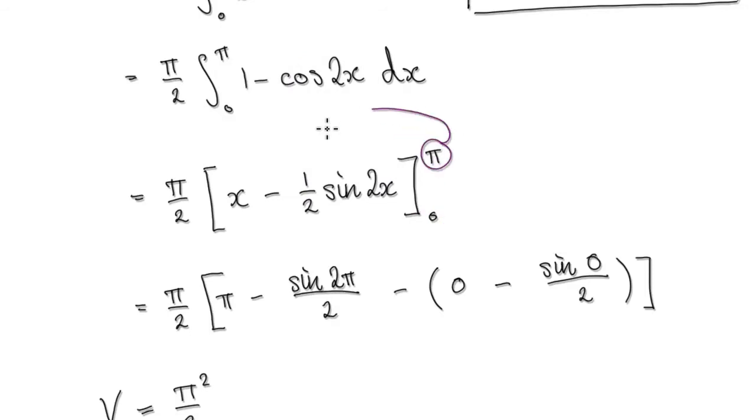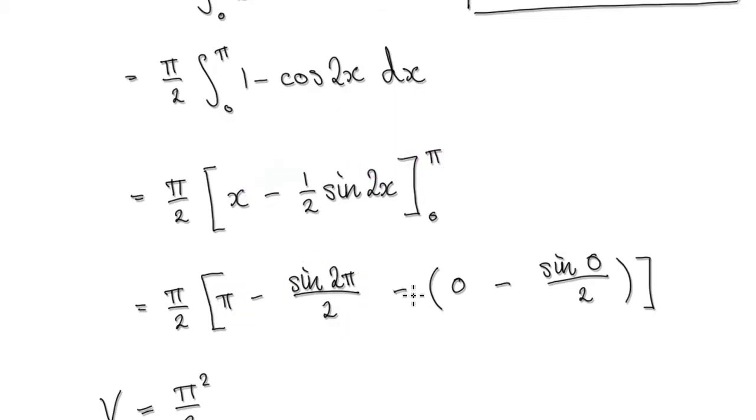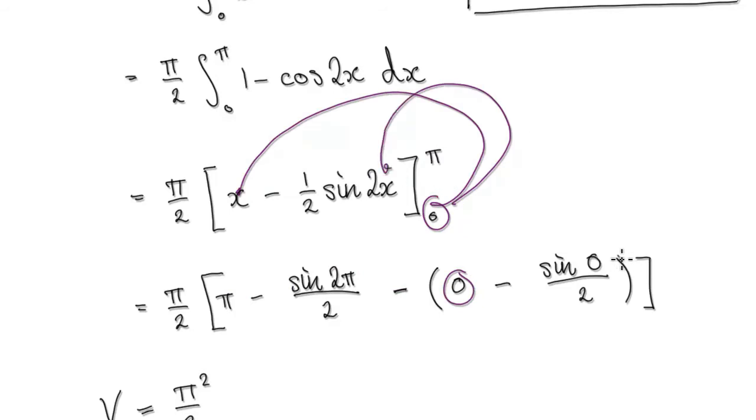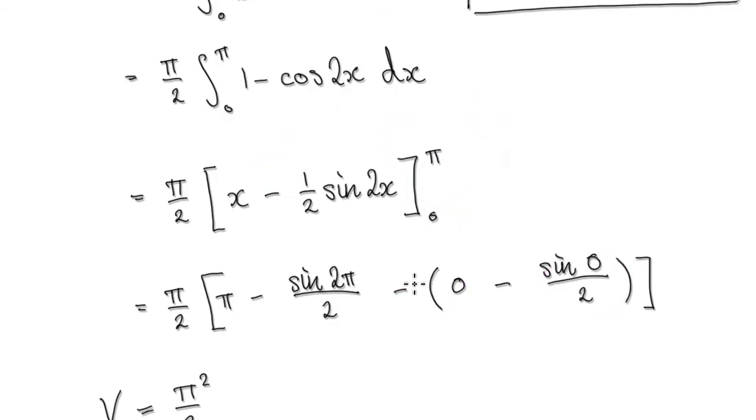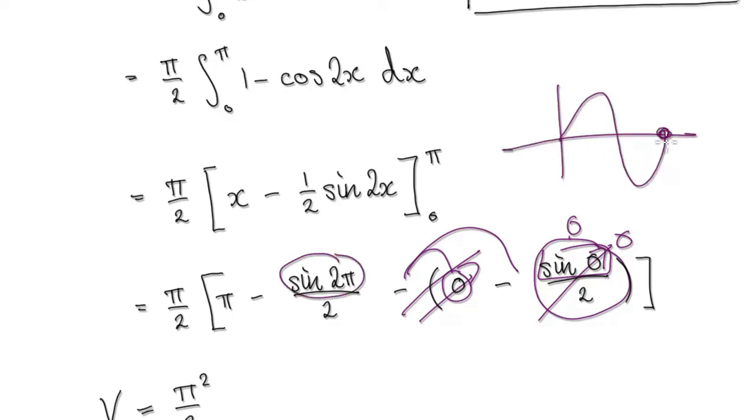So put pi into here. When you put pi into the x, it will give you this. Put this into here, and it will give you this thing here. Then you take away, and you put 0 into here, and 0 into here. Don't forget sine of 0 is 0, so this whole thing is 0. Sine of 2 pi, if you look at the sine graph, is right here. It's actually 0.